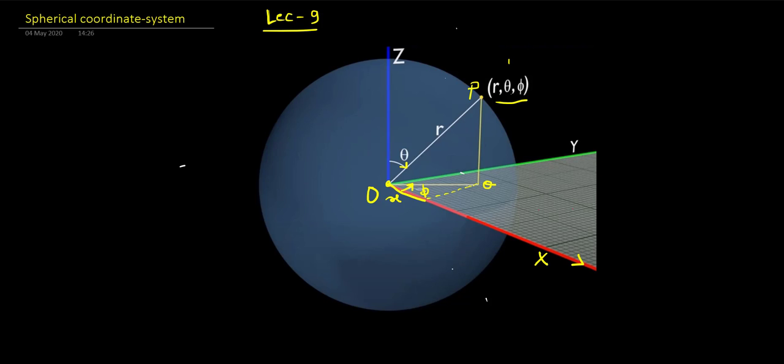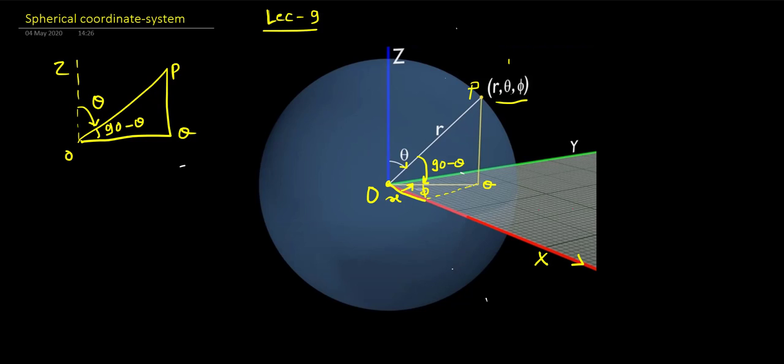So this is our angle 90 minus theta. If you consider the triangle O, P and Q, this is O, P and Q, this is our angle 90 minus theta, this is our z-axis, this is angle theta. So this distance OP is r, so OQ would be r sin theta.